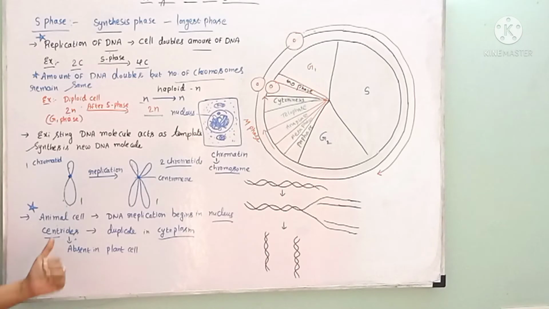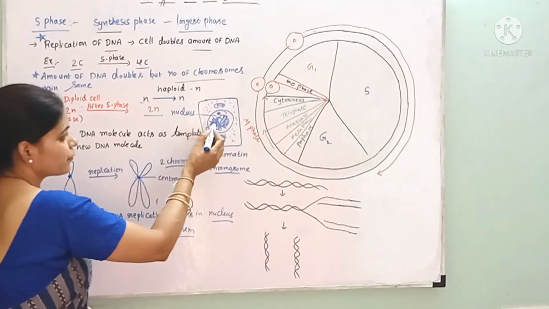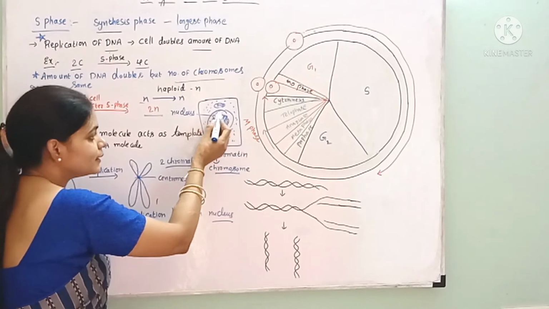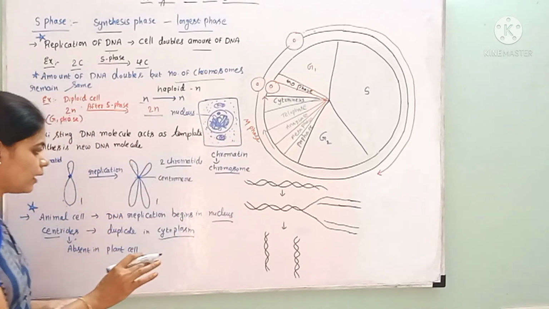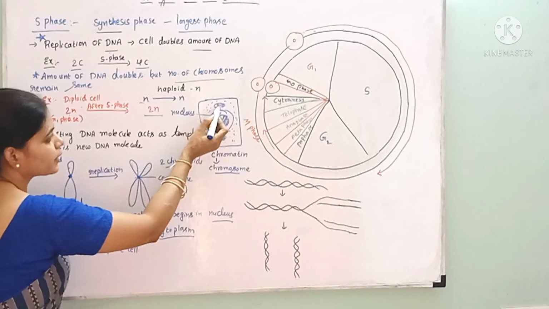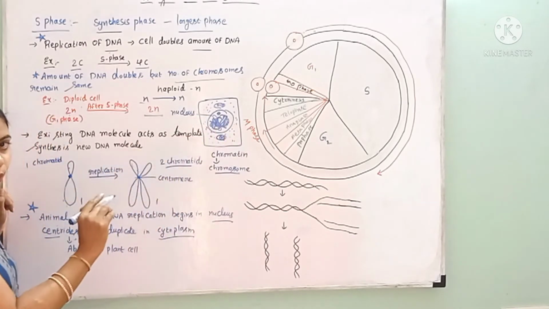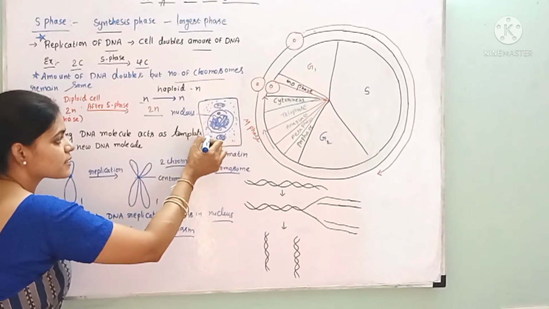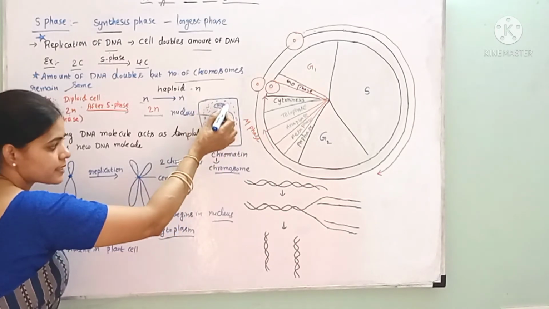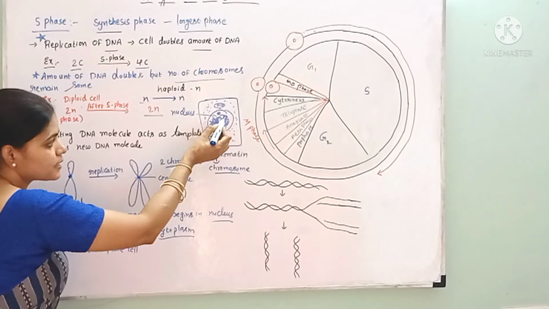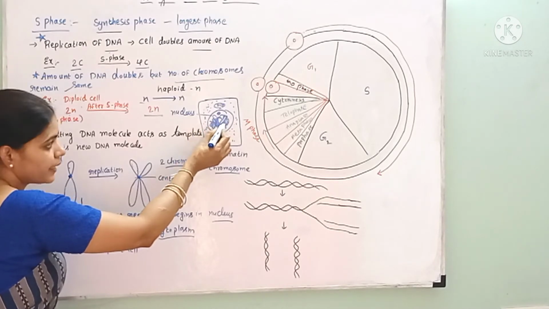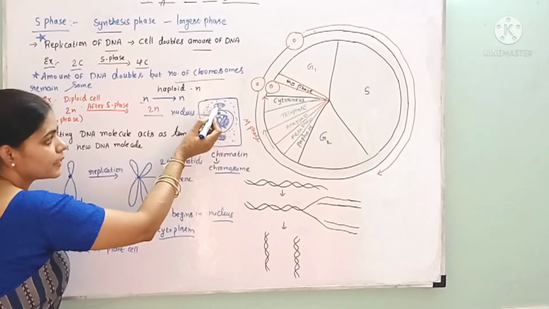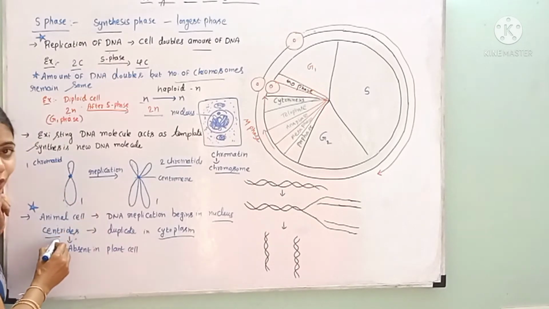In the animal cell, DNA replication begins in the nucleus, and at the same time, above the nucleus there is a structure called the centriole. The duplication of the centrioles occurs in the cytoplasm. For example, this is the cell. At the center there is a nucleus. Within the nucleus there is chromatin, right? Above this nucleus there is a structure called the centrioles.